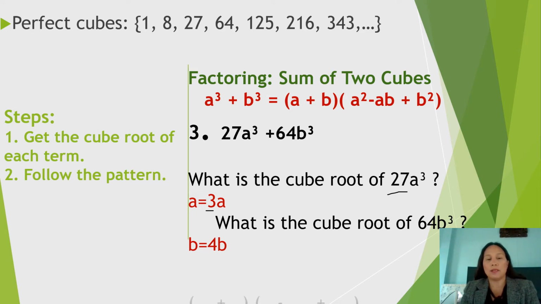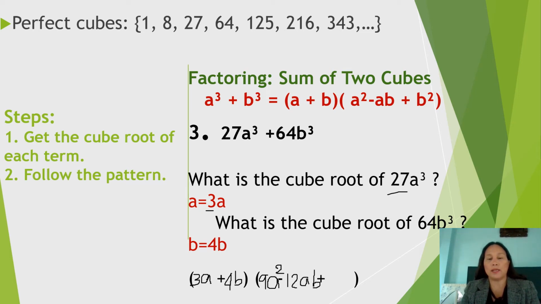So that's what we have for a and b. Here, write it: this is a, so we have 3a, and this is b, and we have 4b. The first term here is to square the a, and that is 9a squared. Sa middle term naman natin, ay multiply lang natin yung dalawa. 3 times 4, that is 12, then a, b. Huwag kalimutan yung sign dito sa middle.